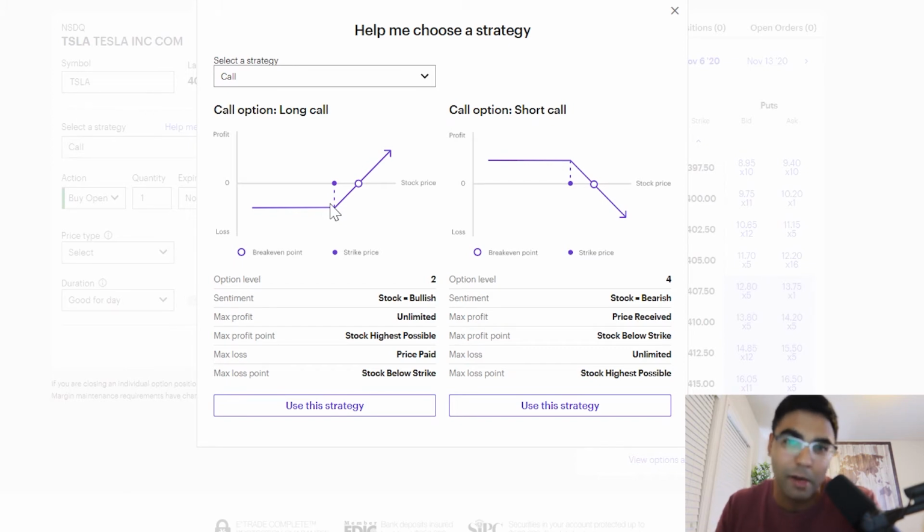And so on the flip side, you can exercise the option. With the same example, if Tesla's higher than 410 and November 6th comes around, then you can definitely just exercise your contract. And guess what? You'll have 100 shares of Tesla with that average cost of $410, and you can do whatever you want after the fact.